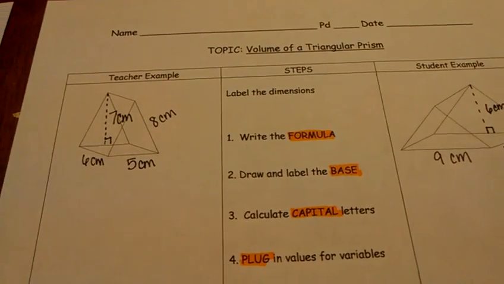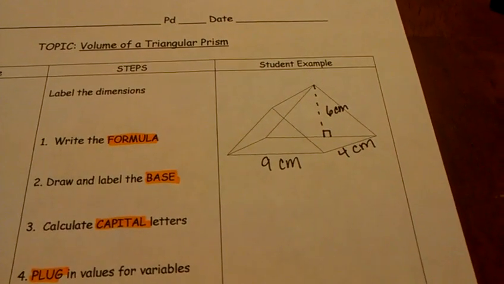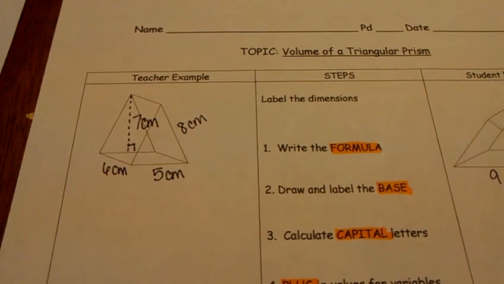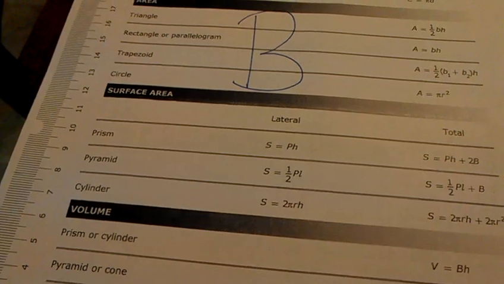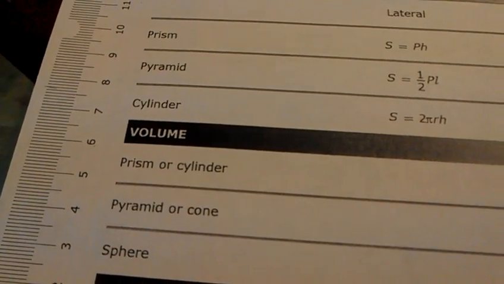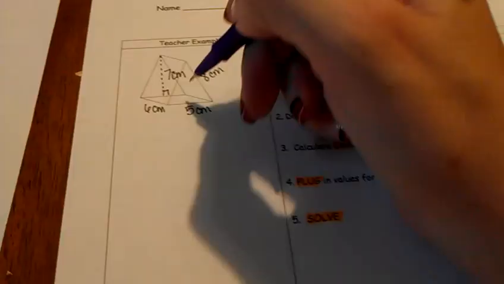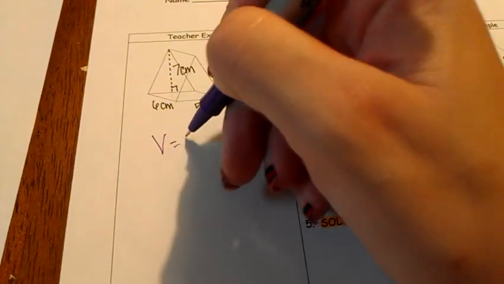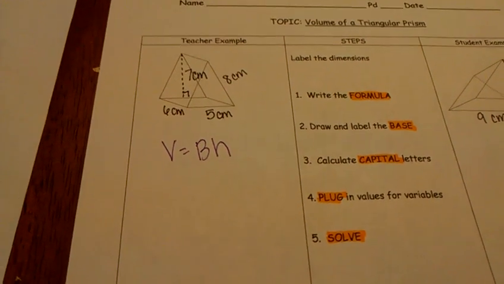So as you can see here, there's a picture of a triangular prism, as there is right here. We've got them labeled with our dimensions already. So let's just go through the steps. Write the formula. You're going to come over here to your formula chart, look at volume, prism. Since we're talking about a triangular prism, it's still a prism. Our formula is capital B times H. So I'm going to write my formula. Capital B times H. Always start with your formula.